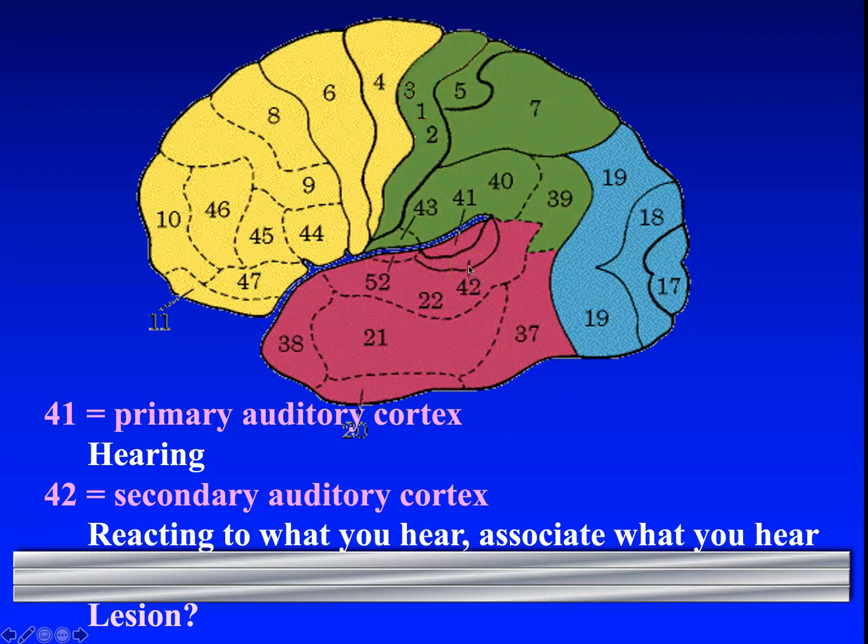The secondary auditory cortex gives meaning to what you hear. So if you're driving along and you hear a siren, Area 41 hears the sound if you're in England, and Area 42 tells you, oh, shoot, I'm in trouble. It puts meaning to the sound. So Area 42 has you react and puts meaning to the sound that you hear. If you have a lesion there, you'll hear the sound, but you won't know what it means.